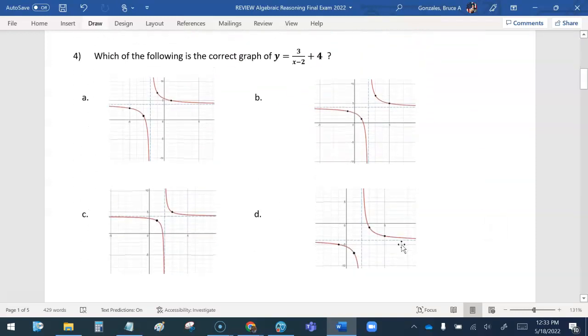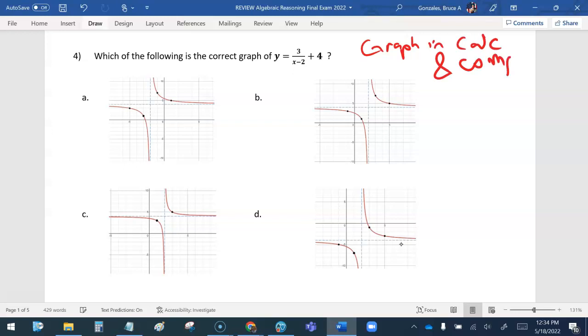Number 4, which of the following is correct graph? Okay. Now you could graph in the calc and compare, or you know that this one is a lie. So that's going to be right 2. And this one is no lie. So it's going to be up 4.